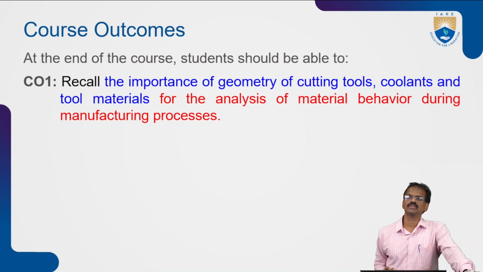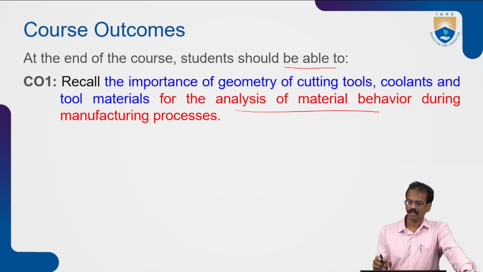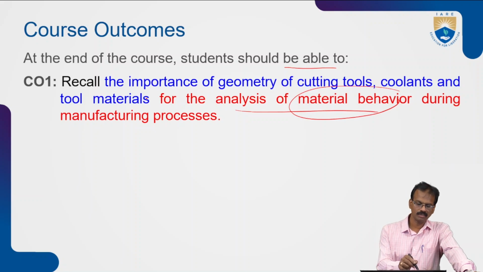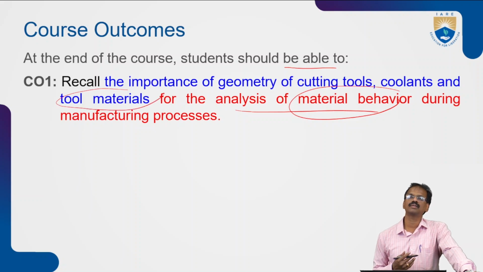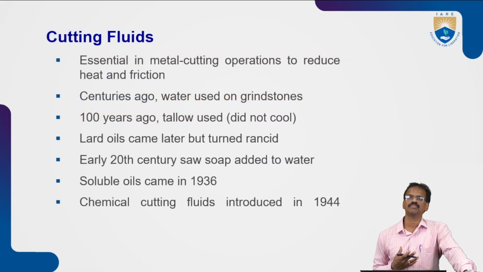At the end of the course, the students should be able to recall the importance of geometry of cutting tools, coolants, and tool materials for the analysis of material behavior during machining or manufacturing processes. Last class we already discussed the tool materials, the different types of tool materials. In this class we will see the importance of cutting fluids, and why we have to use cutting fluids in the machining process.